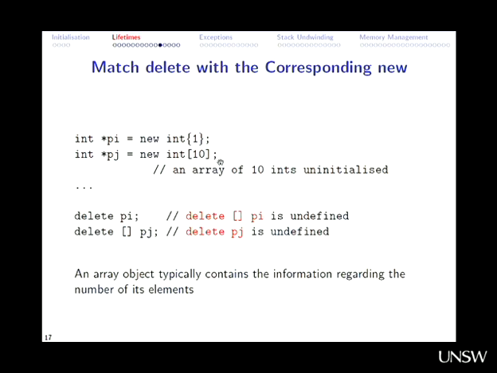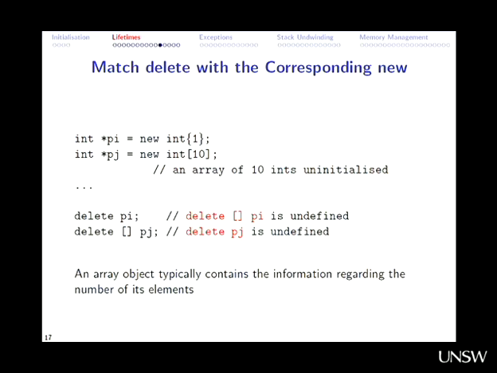To delete pj, which is an array of ints, I need to say delete square brackets pj, okay? And it deletes. Delete pj by itself doesn't make any sense because pj is an array, okay? And so an array object typically contains information regarding the number of elements it contains.